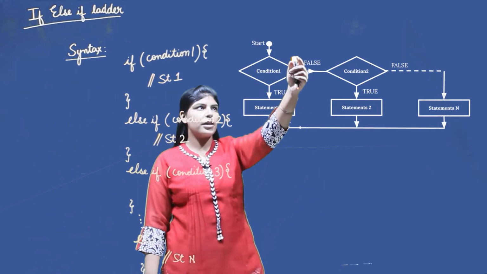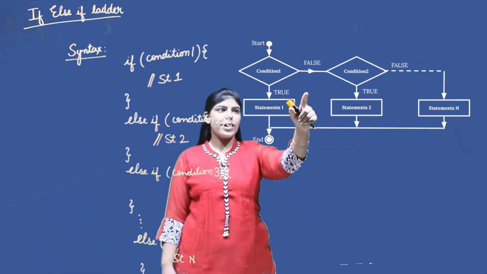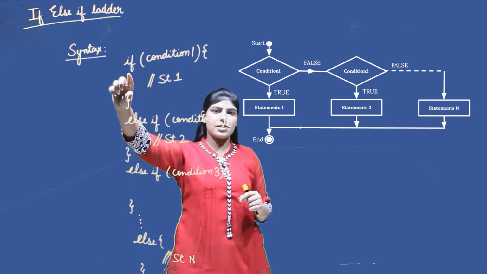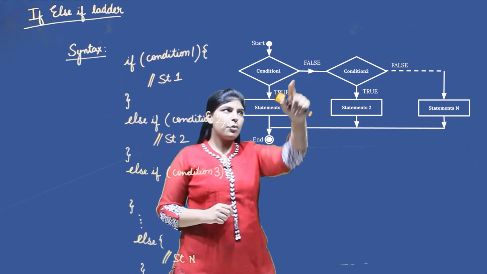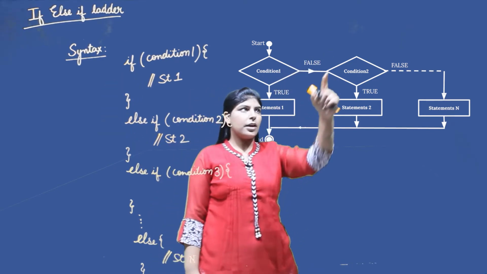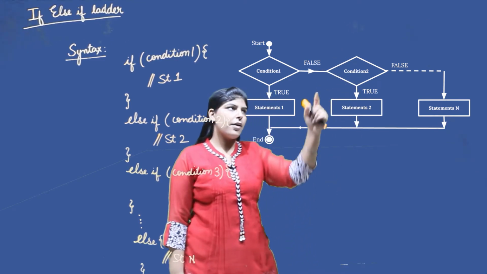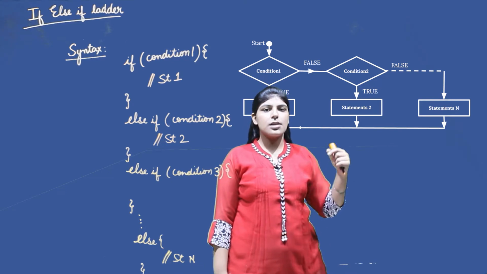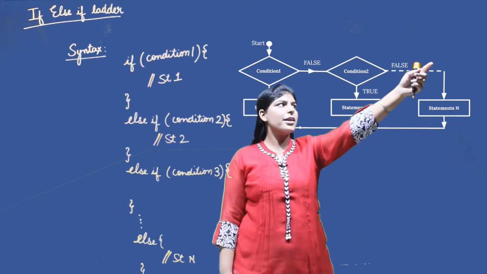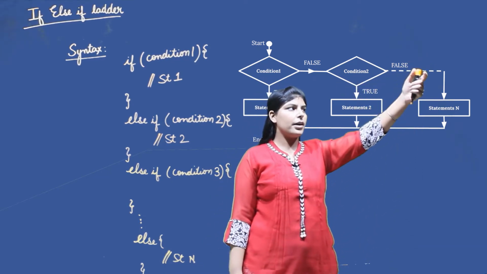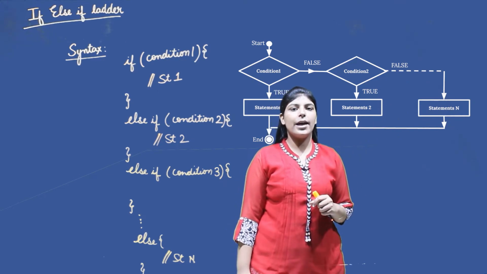First we evaluate condition 1. If it is true, we execute block number 1 which is given here. If it is false, we move on to check the next condition. If it is true, we execute the block corresponding to that condition. If it is false, we move on checking the subsequent conditions. If all the conditions are false, then we execute the statements given in the else block.